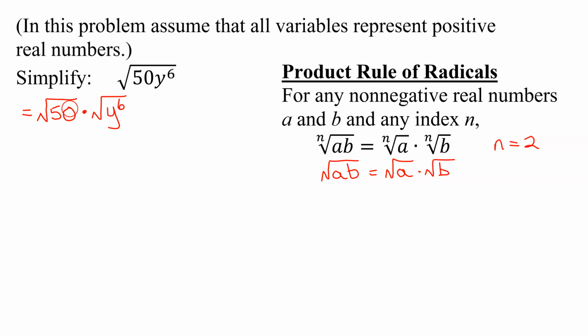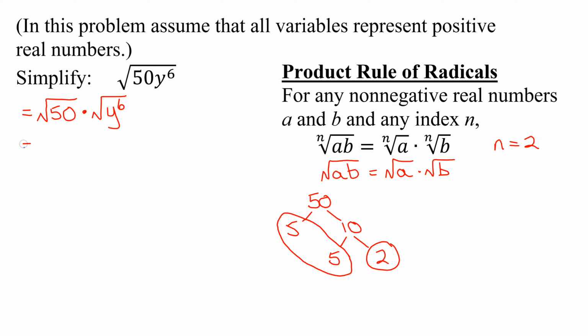Now we need to simplify the square root of 50. Is 50 a perfect square? No. So let's factor 50. There's lots of different ways of doing it. I'm just going to pick 5 times 10. Are either of those perfect squares? No. So 5 is a prime factor, so let's factor 10. That is 5 times 2. So another way of writing 50 is 5 times 5 is 25 times 2.